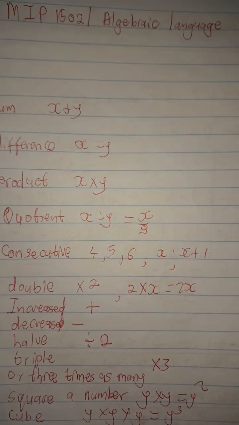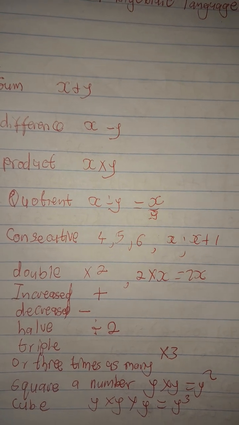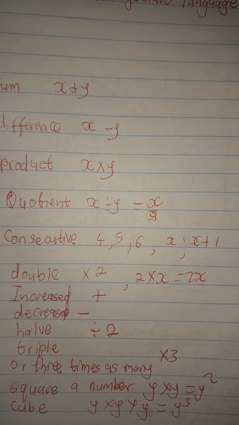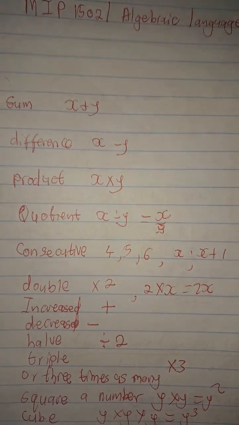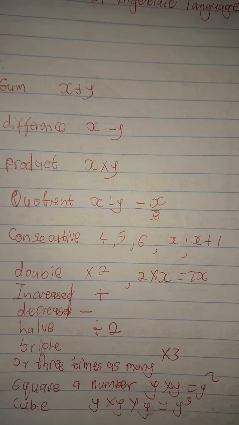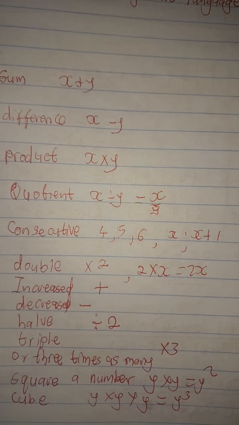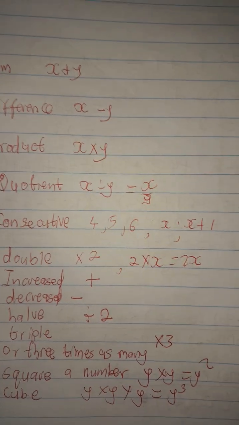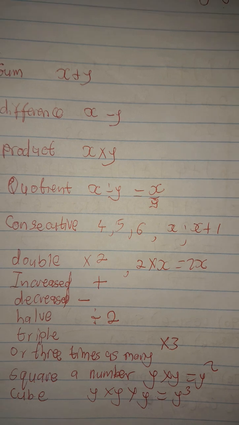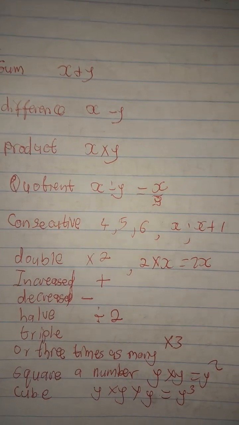We call them algebraic language. So this is the language that you need to be familiar with when working with or interpreting expressions, number sentences, and word problems. Without this knowledge, you will never make it. It all depends on the language. If you understand the language, there are higher chances of you getting a distinction in MIP 1502. It is possible. Nothing is impossible in this world as long as you put your mind into it.